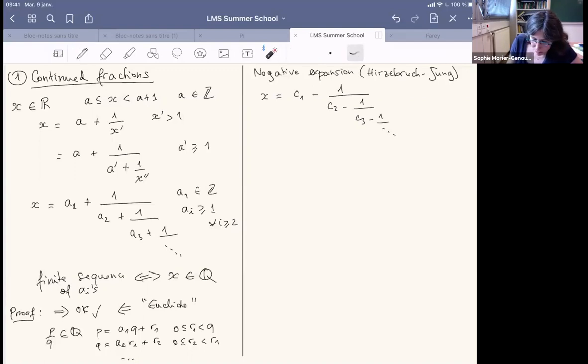So when you deal with the two expansions, this time this one will be referred to as the regular expansion, and this one the negative expansion. And I will use the following notation. I will use brackets. So the sequence of A's between square brackets like this is a notation to express X as a regular expansion, as a regular continued fraction. And for the negative, I will use a double square bracket. So this.